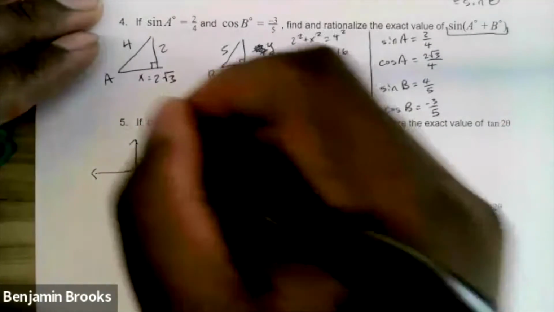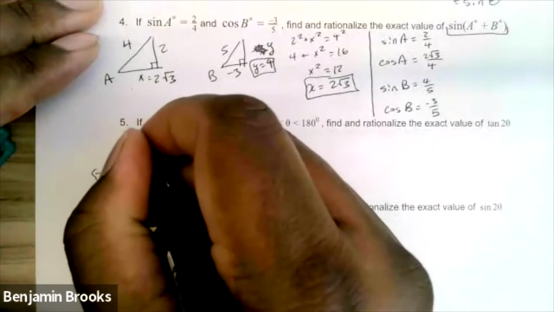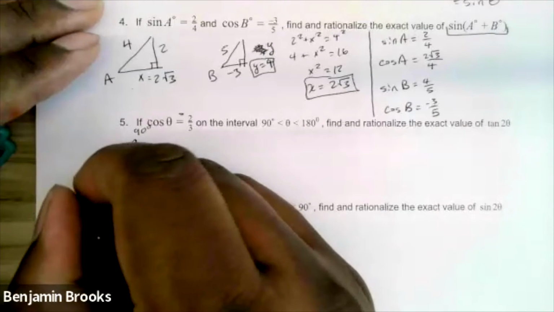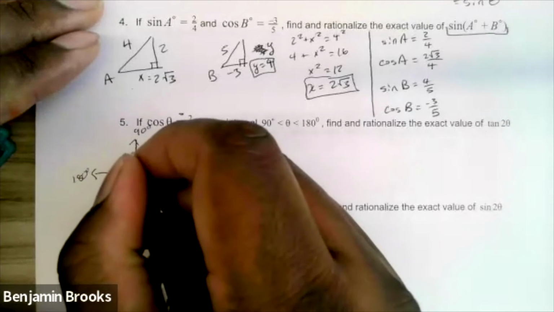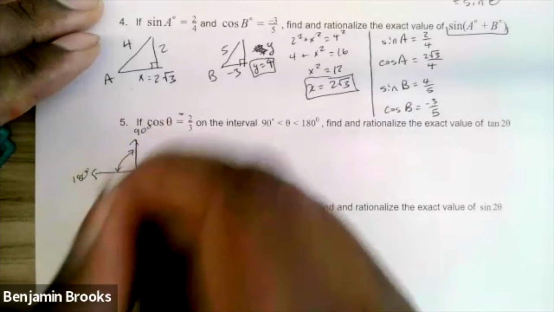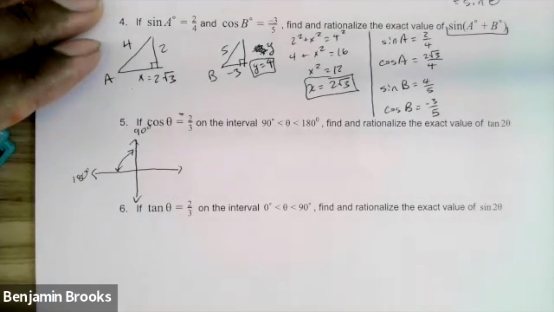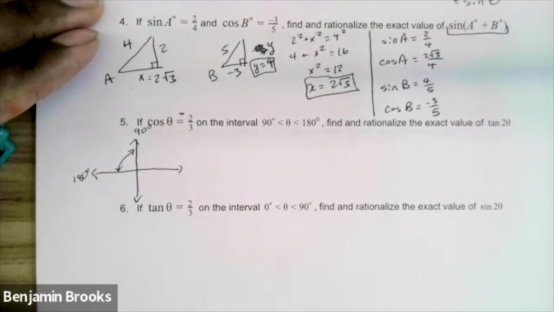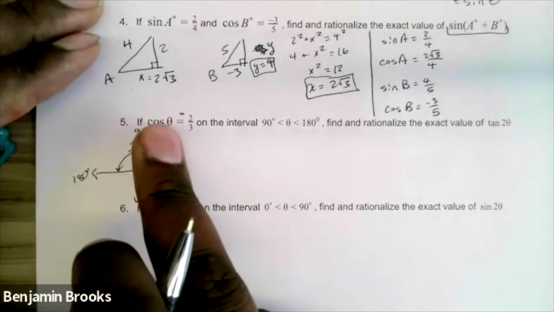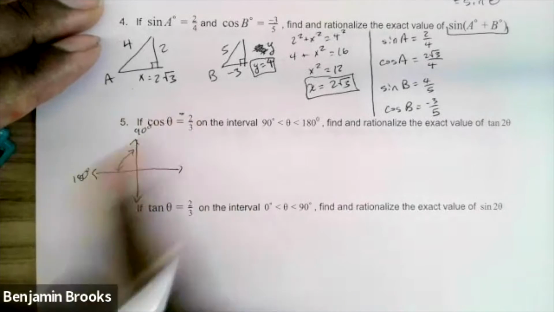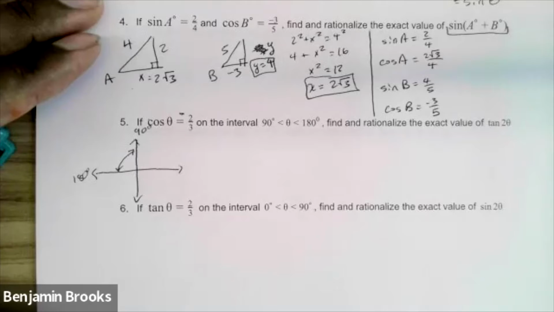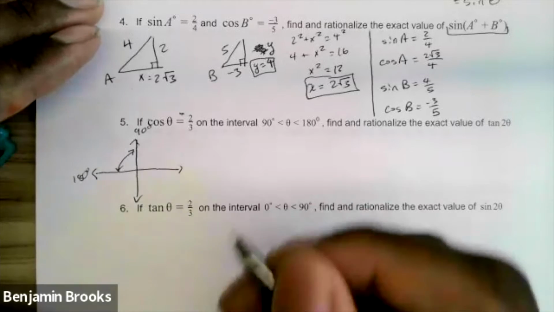Why is that the case? Because we're on the interval from 90 degrees to 180. Therefore, cosines here are all negative, right? So technically it should be -2/3. That's fine. Anyway, so what does that have to do with anything? Well, let's think about it for just 1 second. If cosine of theta is equal to -2/3, what is tangent of theta?